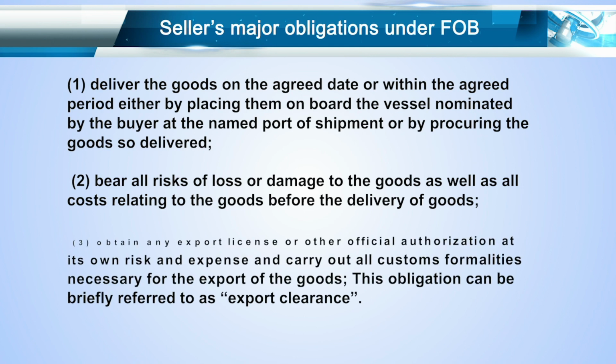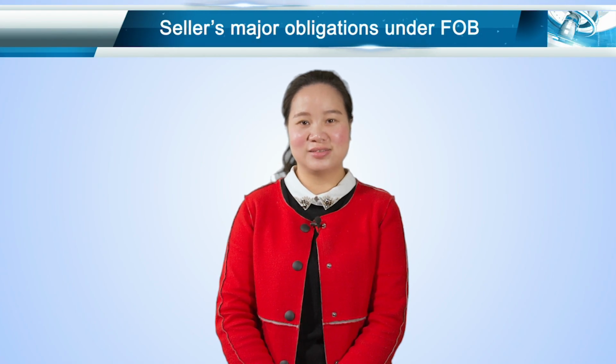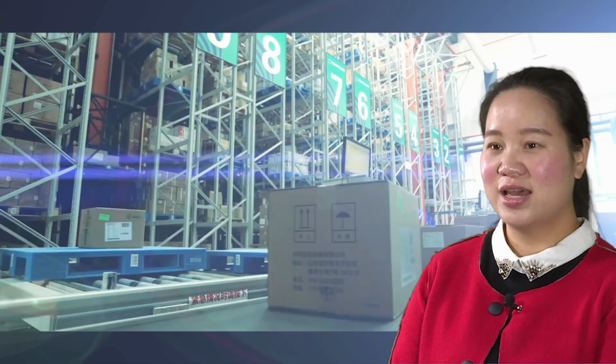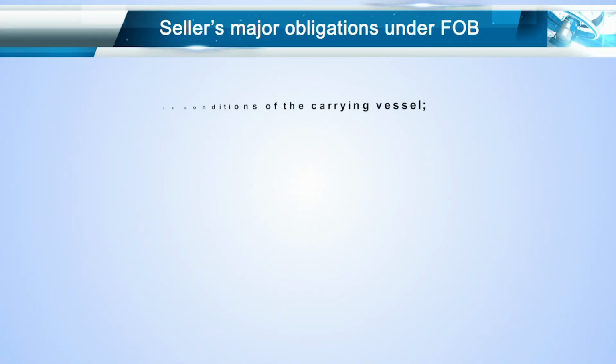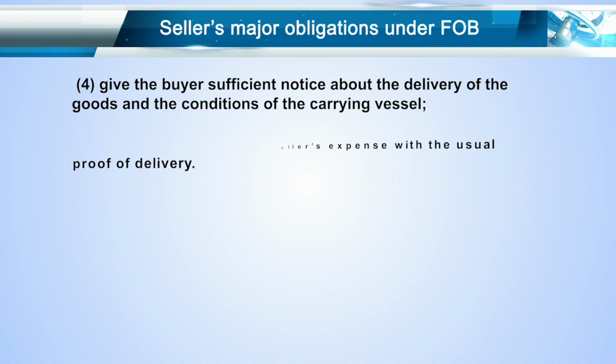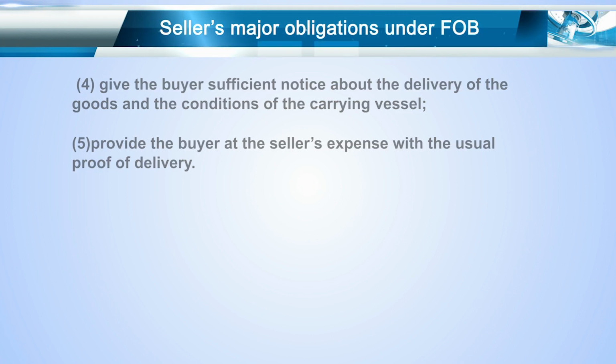3. Obtain any export license or other official authorization at his own risk and expense, and carry out all customs formalities necessary for the export of the goods. This obligation can be briefly referred to as export clearance. 4. Give the buyer sufficient notice about the delivery of the goods and the conditions of the carrying vessel. 5. Provide the buyer at the seller's expense with the usual proof of delivery.